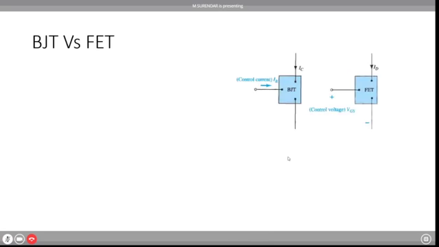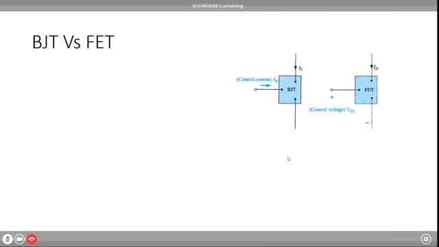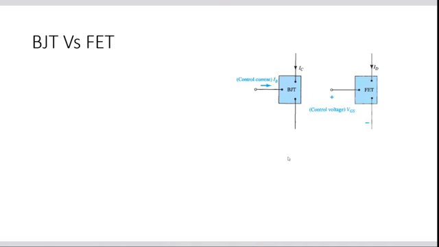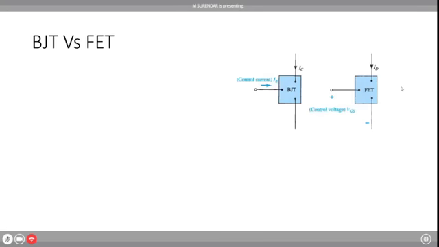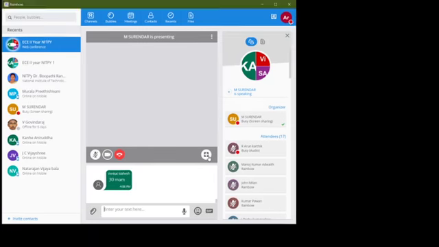So BJT and FET, if you compare the BJT and FET here, both are three terminal devices, so both are transistors. But what is the basic difference between the BJT and FET? I'm sure you must have studied this in very detailed manner in your first year, maybe in electronic devices or something. But still, there is something that we could recollect for this BJT versus FET.